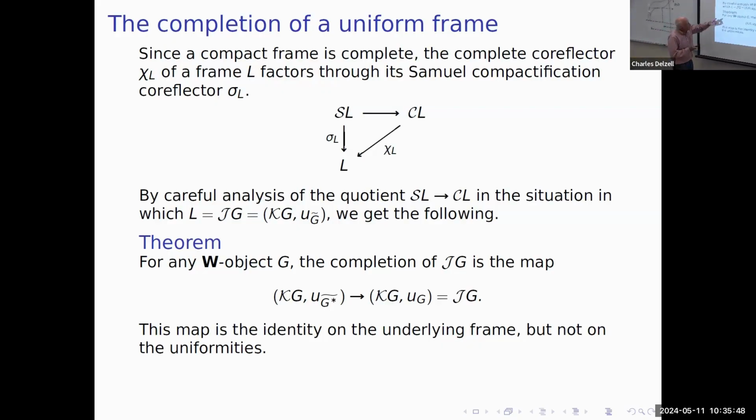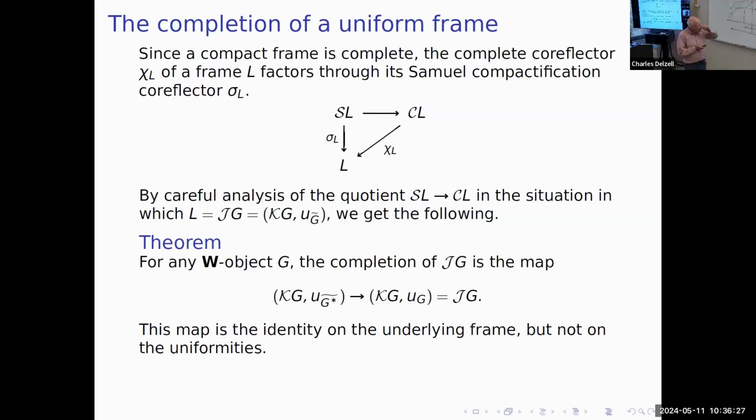Okay, so I repeat, L is the Madden frame of some W object G. S of L is this rather interesting compactification, and we're after C of L. Well, the fact is, you have to sort of go into a trance and look at the details. But the conclusion is that the C of L is carried by L itself as a frame. But the uniformities are different.